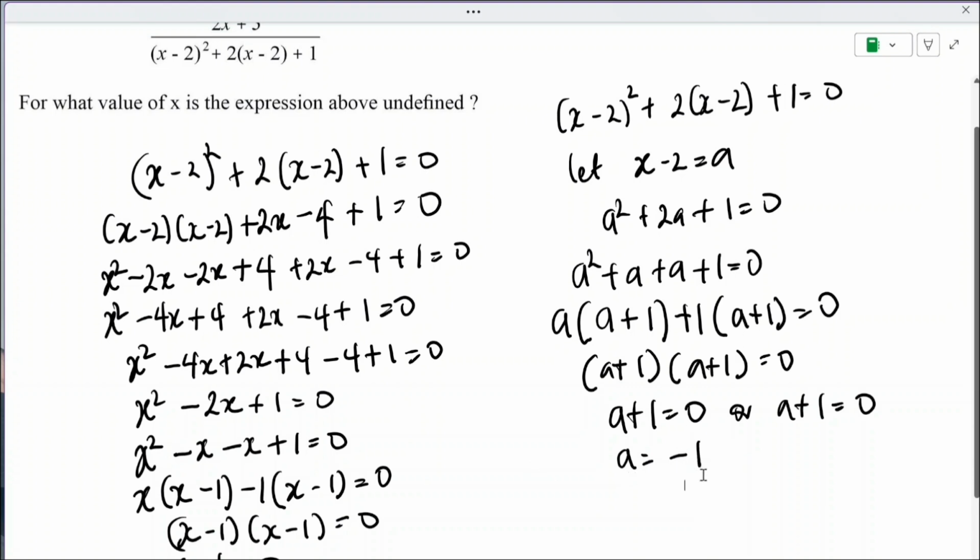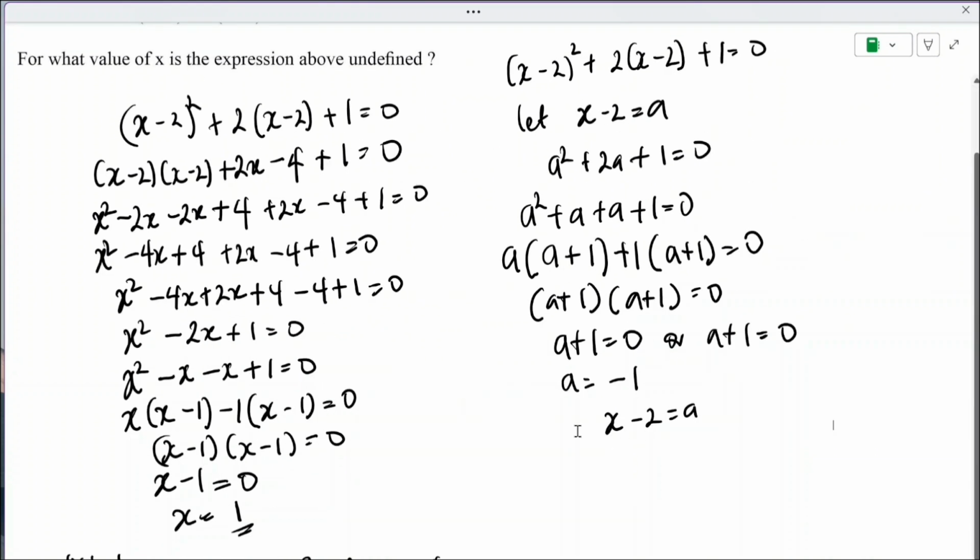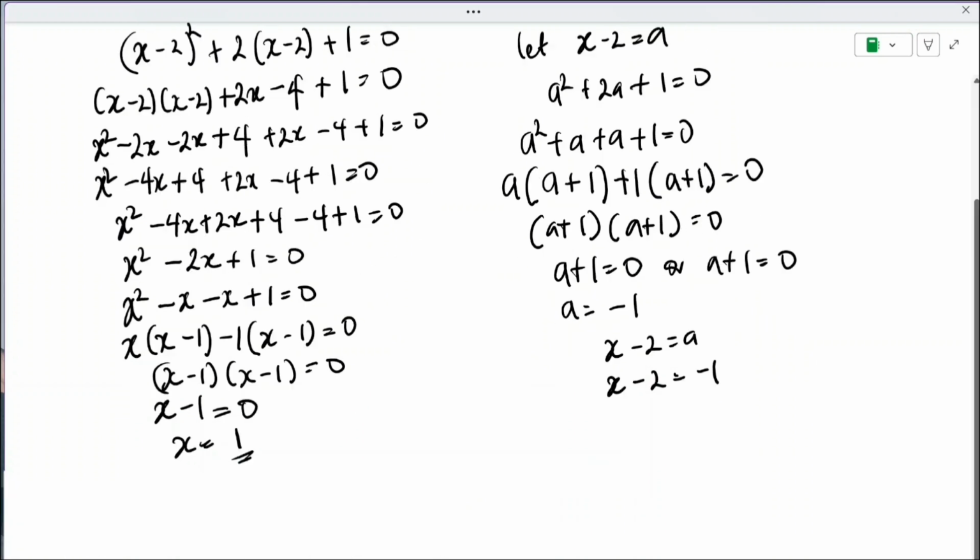Once you know a is negative 1, you can find x. Remember, we're looking for x. We just said x − 2 equals a. We found a, we can now find x using this equation. So we recall x − 2 = a, and we know a is −1. So we have x − 2 = −1.